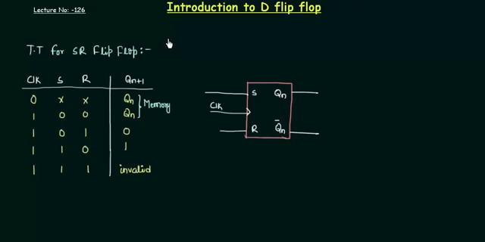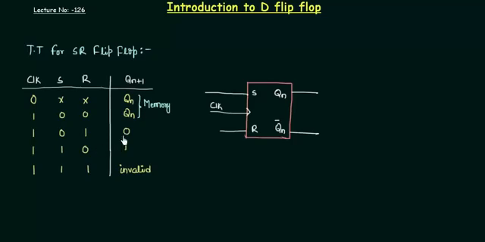In this presentation, we will understand what is D flip-flop and how we can make a D flip-flop by using a SR flip-flop. You already know what is SR flip-flop, and I have made the truth table for SR flip-flop because this is the important thing from which we will derive the conclusion for our D flip-flop. Let's examine this truth table.